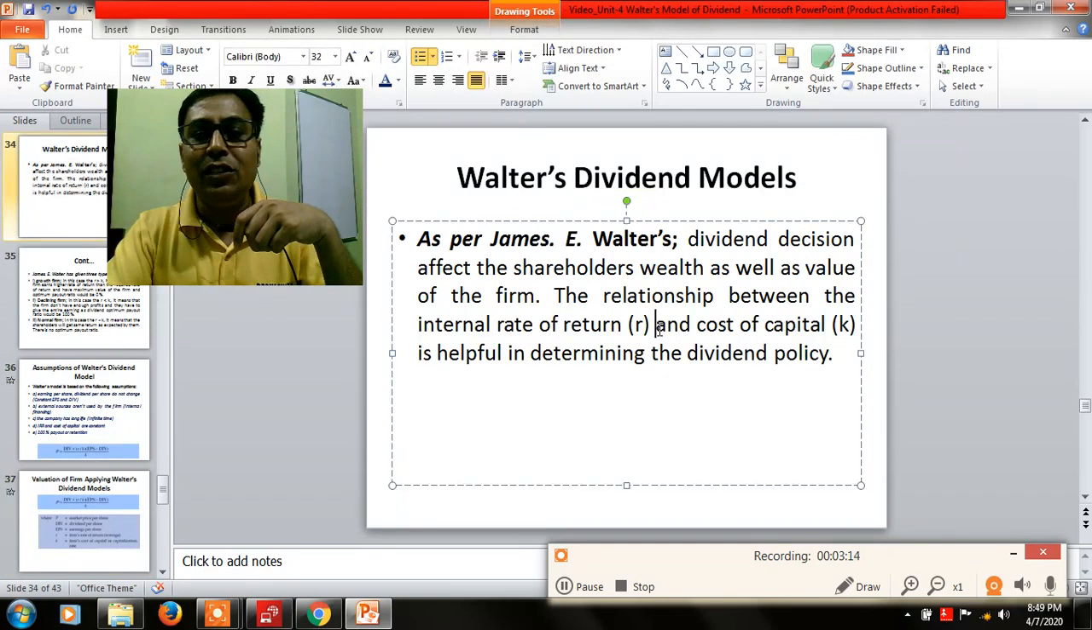As per James E. Walter, the dividend decision affects the shareholders' wealth as well as the total value of the firm. The relationship between the internal rate of return, R, and the cost of capital is very helpful in determining the dividend policy.